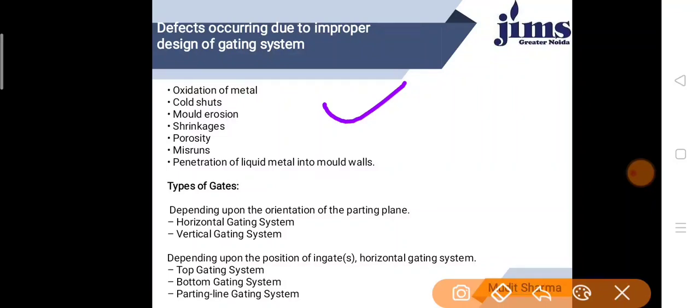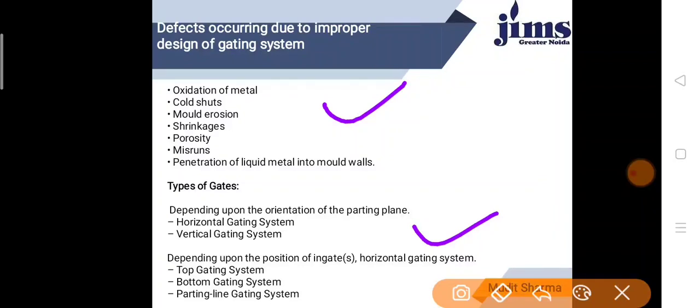Now, what are the types of gate we use? Depending upon the orientation of the parting plane, there are vertical gating systems and horizontal, depending upon the position of the ingate. Horizontal gating system is subclassified into three systems: top gating, bottom gating, and parting line gating. So what is top gating? Top gates are usually limited to small and simple molds or large castings. It is not advisable for light or oxidizable metals like aluminum and magnesium.